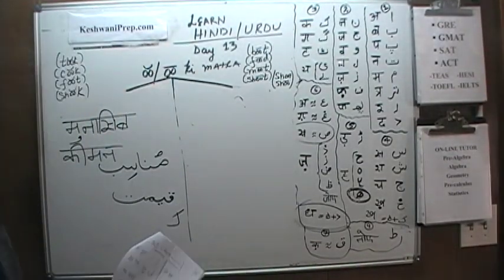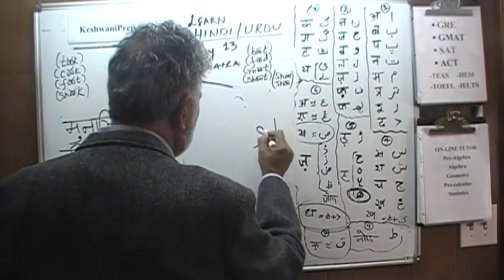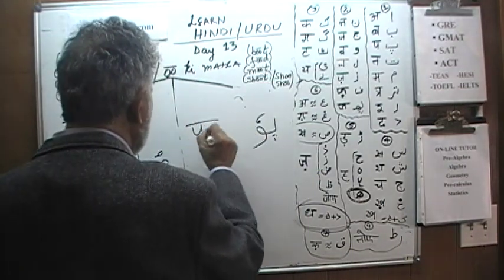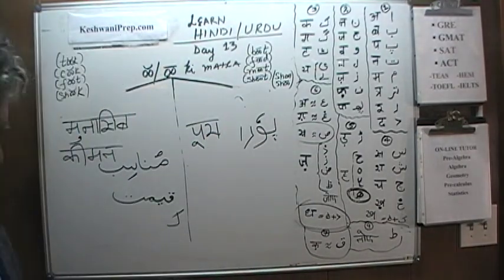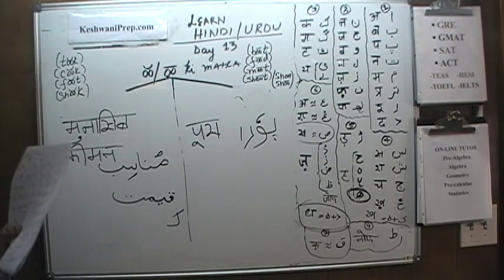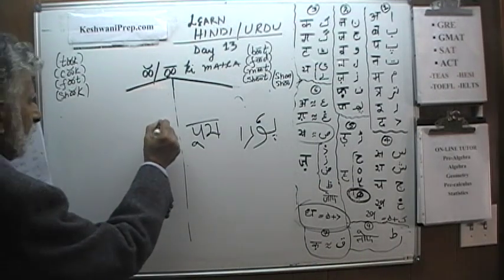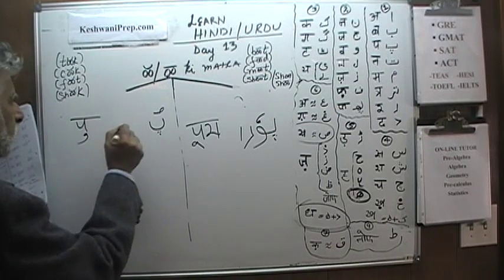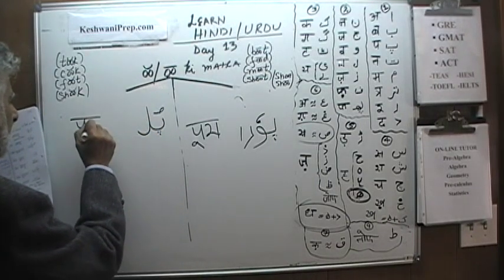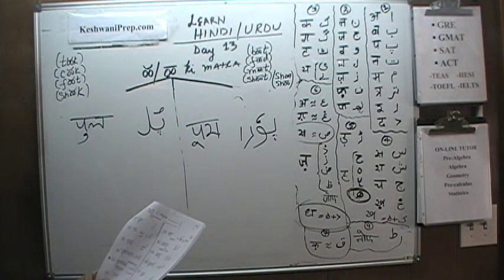Let's do one with the badi u ki matra and wow. Pura, as in whole. Pool, as in bridge. Pool.